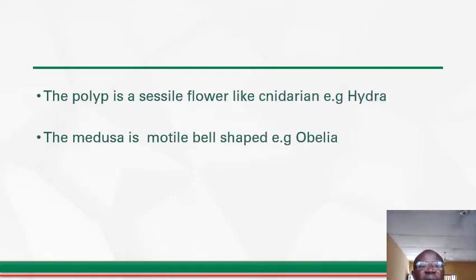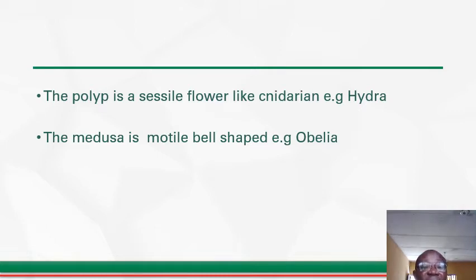The polyp is a sessile, flower-like Cnidarian. And when we say an animal or an organism is sessile, it does not move from place to place. So it appears like a flower. A typical example of that is Hydra. Hydra is an example of a polyp.